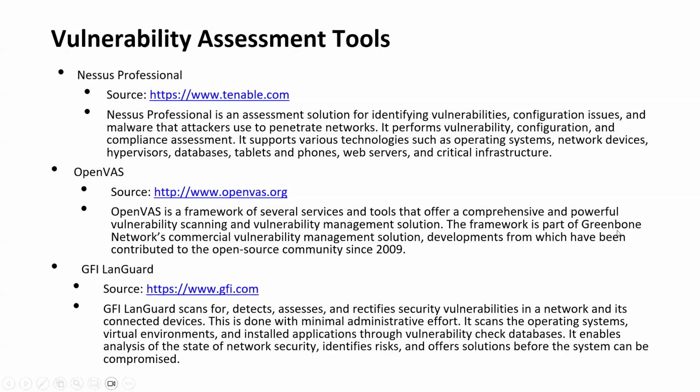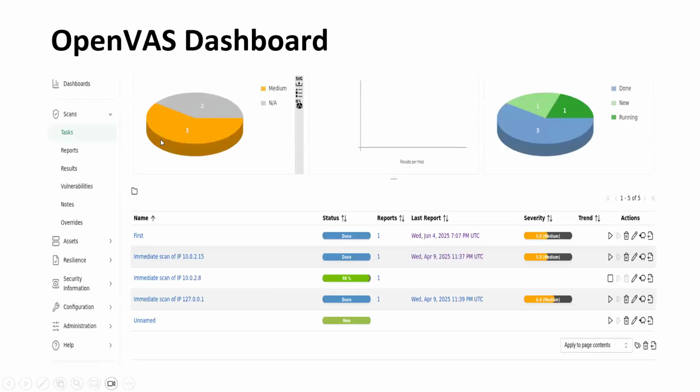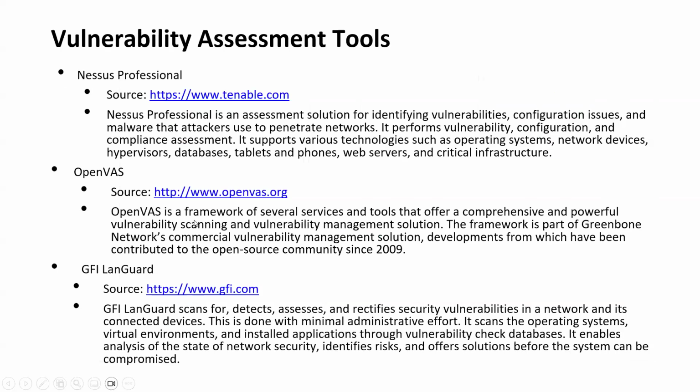And it is maintained by the Greenbone Network organization, which maintains this OpenVAS tool. And then we have GFI LanGuard, another vulnerability assessment tool. I have not used this, but I have used Nessus and OpenVAS. Nessus has a free trial you can use, but I will suggest you use OpenVAS, and that is also widely used by many organizations. Even when I was working in a company, we used this tool internally to perform vulnerability assessment.